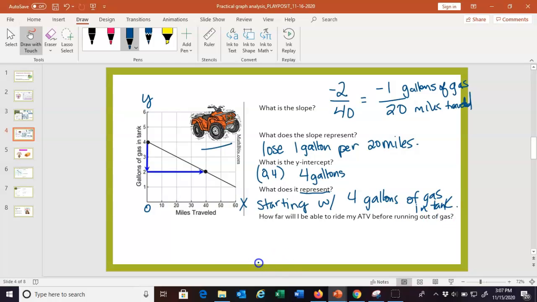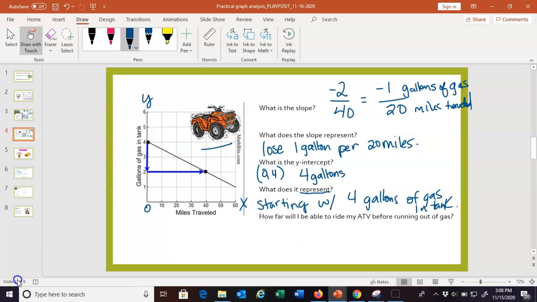There's our representation. Lastly, this would be helpful if you're planning a camping trip and you're going to be taking your ATV with you to ride through the woods. Maybe you're going hunting. My dad uses these hunting all the time. How far will I be able to ride my ATV before running out of gas? You definitely do not want to run out of gas in the middle of the woods somewhere.